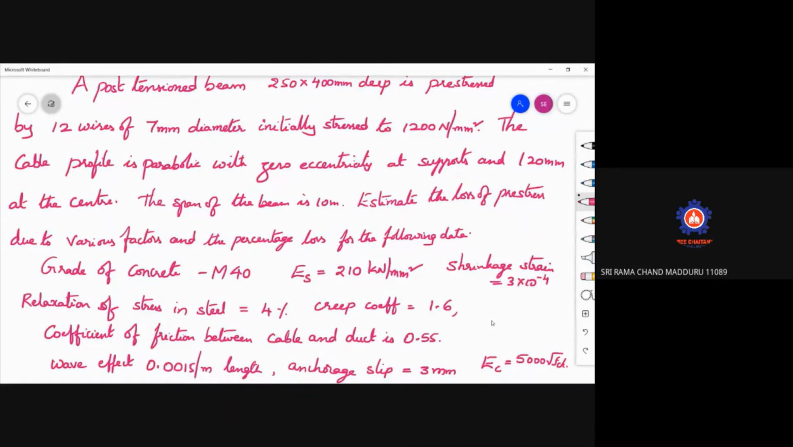So this is the given data. With this given data, we need to calculate the losses of pre-stress due to various factors. So we know that a post-tension beam will be subjected to 6 types of losses.